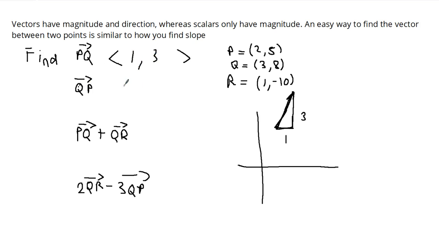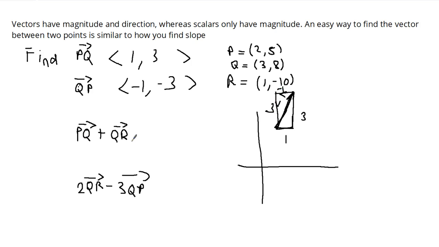And Q to P is the opposite, is the other way. So Q to P this time, we go from Q to P. So you go down 3 and down 1 this time, so it's <-1, -3>. You could also visualize it like this, <-1, -3>. So this way and then this way.